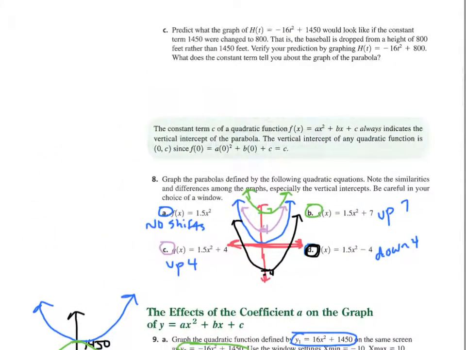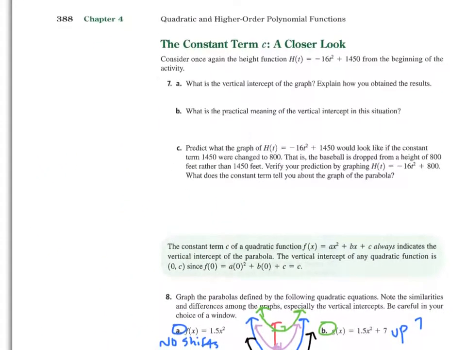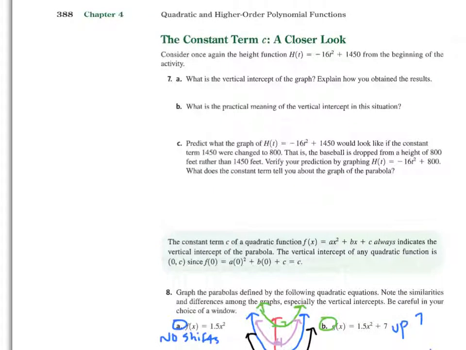All right, so now we're going to get a closer look at that constant. Really, that was what we were just talking about just now. Okay, so think about that function right there. What's the vertical intercept? And we had actually already figured that out. There's two ways to figure it out. It's going to be the constant at the end, but if I don't realize that, then I plug in t equals 0, and I get a height of 1450. So my vertical intercept is (0, 1450).